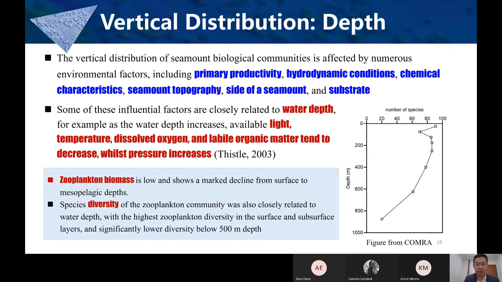For example, as the water depth increases, available light, temperature, oxygen, and organic matter tend to decrease, whereas the pressure increases. Here, I would like to give an example from zooplankton. Zooplankton shows a marked decline from the surface to the mesopelagic depths.